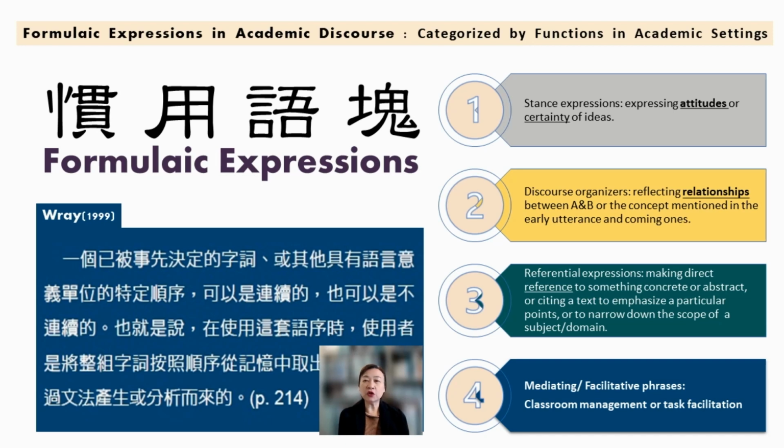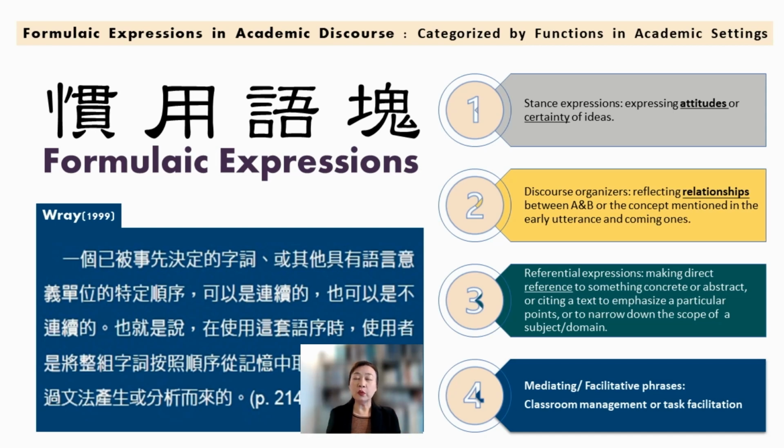Last time, we have already talked about the way we can apply Formulaic language and the importance of it. After learning about the 4 categories of Formulaic expressions, I figure we could look into more examples to really review the language functions of each type. The first one, stance expressions. It allows us to express attitudes or certainties of ideas. The second one, discourse organizers. It helps us reflect the relationship between 2 ideas, 2 items, 2 issues, or between the concept that's been mentioned earlier and the upcoming ones.